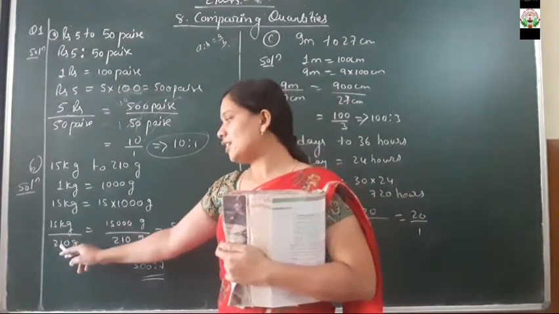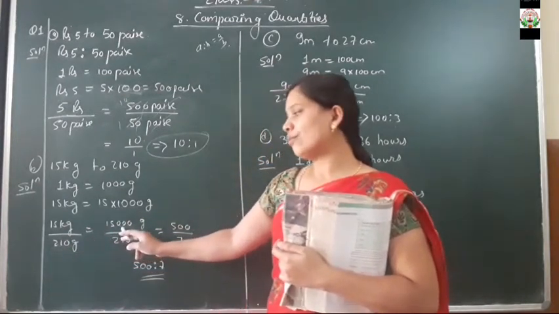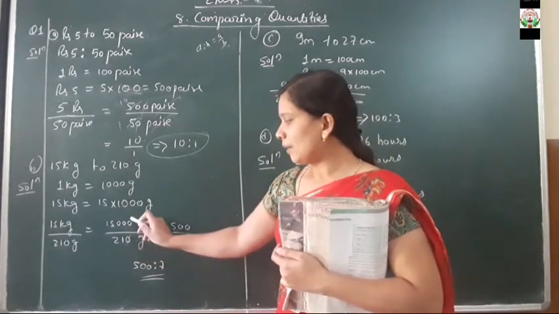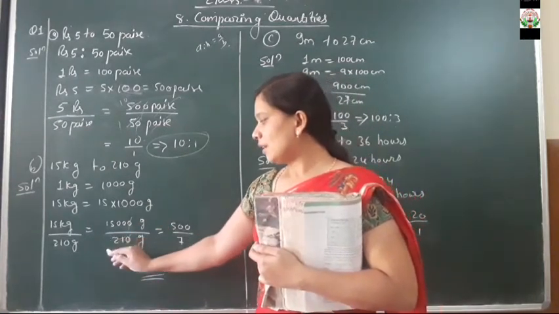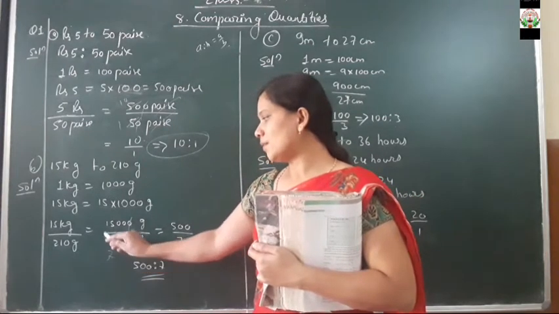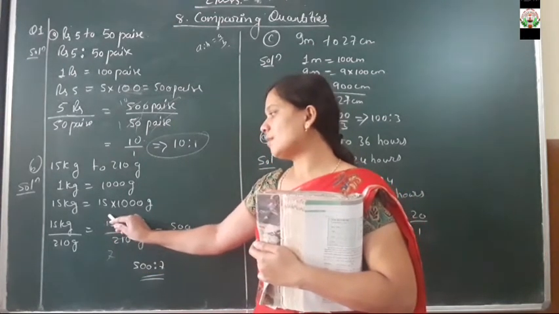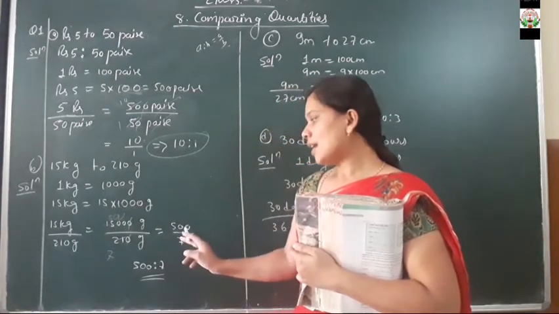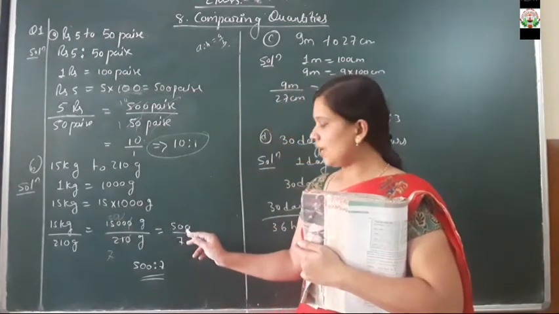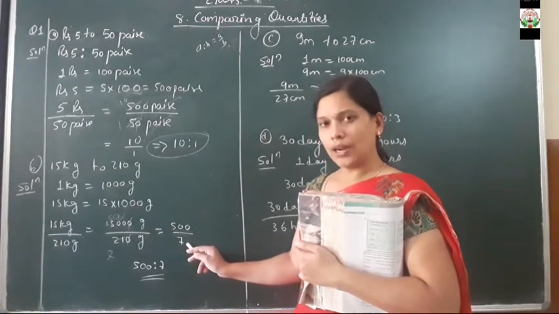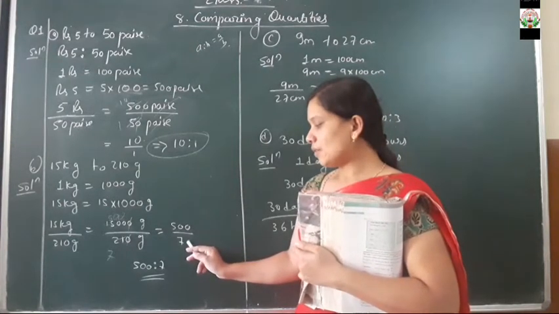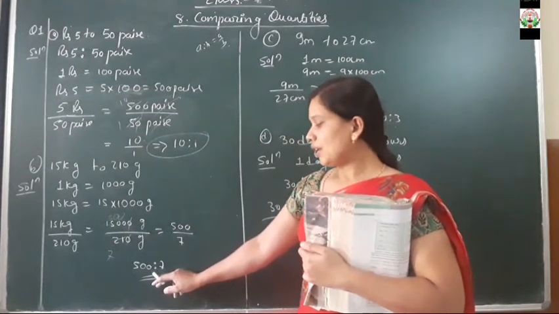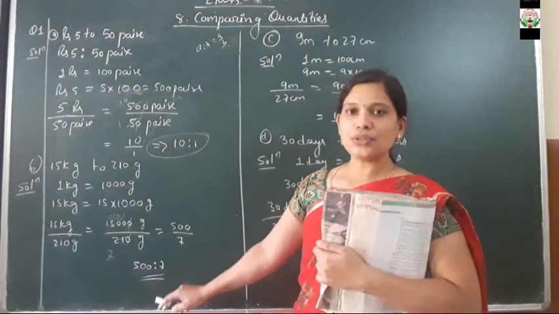Now 15 kg upon 210 gram is equal to 15,000 gram upon 210 gram. So here the grams will get cancelled. 21 comes in the table of 3 how many times? 7 times, and 50 comes in 15 comes 5, and the zeros will come there. So what is the answer? The answer in the form of A is to B is 500 upon 7, so 500 is to 7 is the answer. So the ratio will be 500:7.